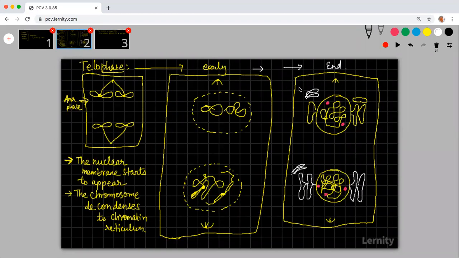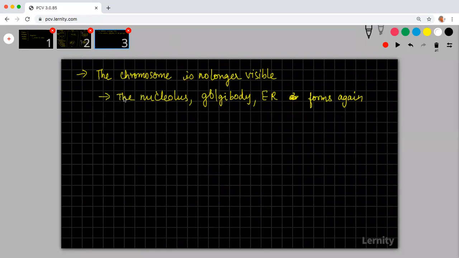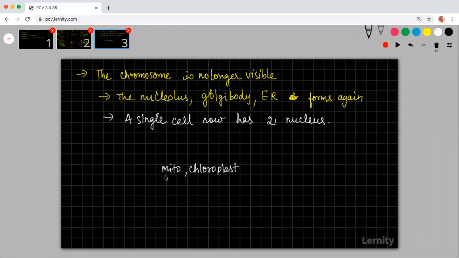Will there be mitochondria? Yes, mitochondria might also be there. And then finally, a single cell now has two nuclei. Something you need to understand here, as far as mitochondria and chloroplast or plastids are concerned, they will undergo binary fission.